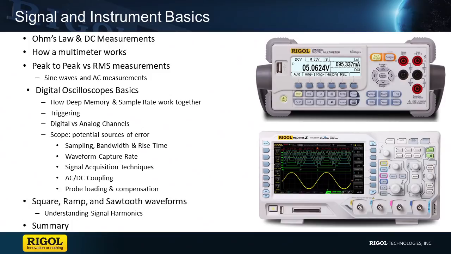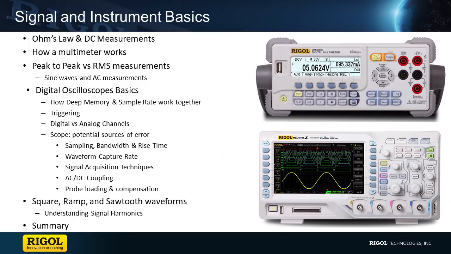So what we're going to talk about overall today is signal and instrument basics. We're going to start with some Ohm's Law, some DC measurements, some pretty basic stuff, make sure we understand that. In the context of DC measurements, we're going to talk about the multimeter and how it works, what it does in different modes, how it makes those measurements. Then we're going to start introducing some AC concepts, like peak-to-peak versus RMS measurements. What does that mean? What's the difference?